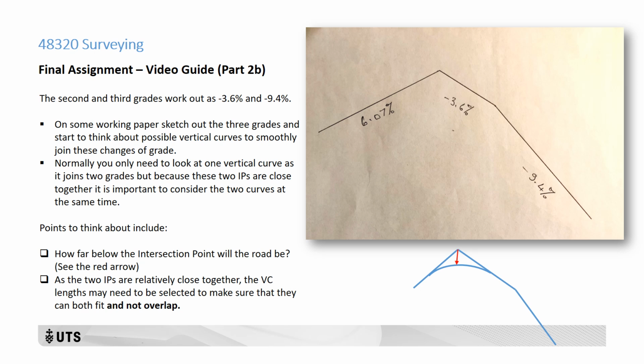The whole aim of a vertical curve is to smooth it out so that cars don't have to go all the way to the peak. So the road is going to end up being some distance away from the intersection point. The other thing you need to keep in mind is that because these two IPs are quite close together, the vertical curve lengths may need to be selected to make sure that the two vertical curves can fit together and they must never overlap. They can abut, they can have a common tangent point, but vertical curves must never overlap.